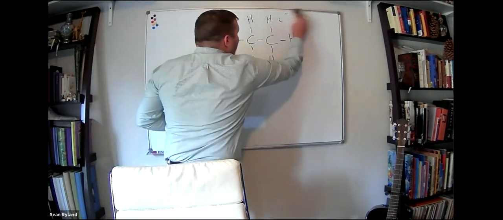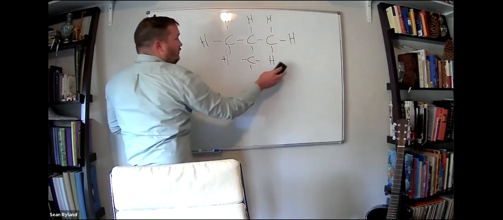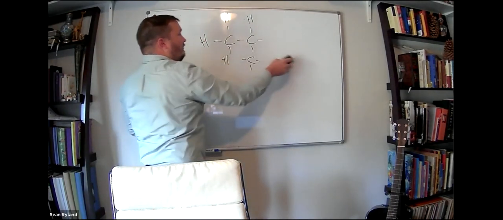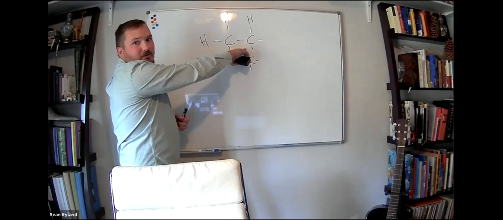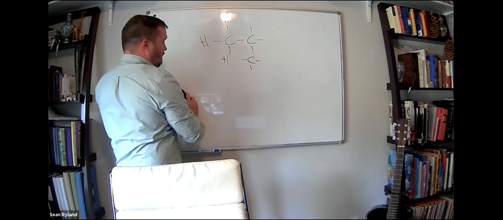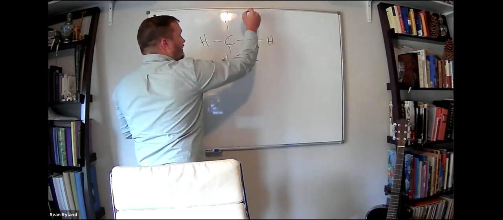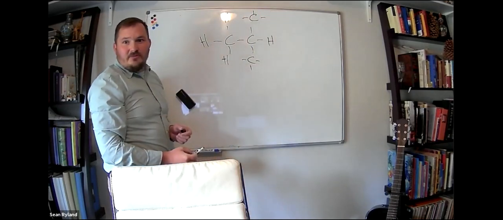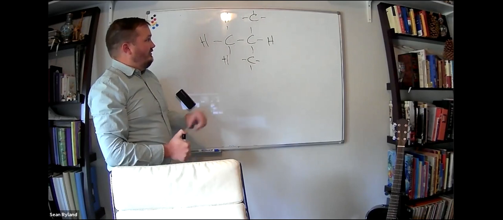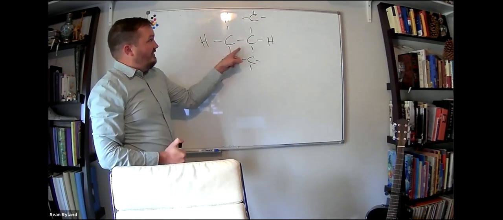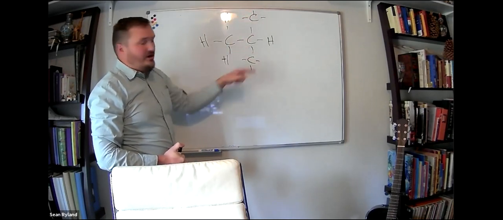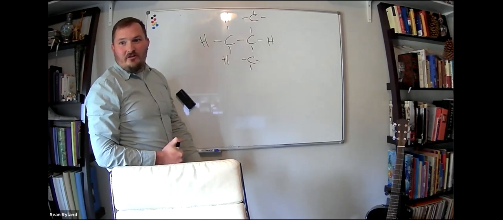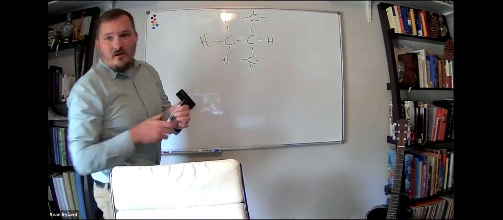You see what I mean, though? If I took this carbon and I added it to the same carbon here, I switched it, I put the hydrogen here, and now I have a carbon with three hydrogens up there. That looks different, but that's still one, two, three carbons in a row with one hanging off the middle.